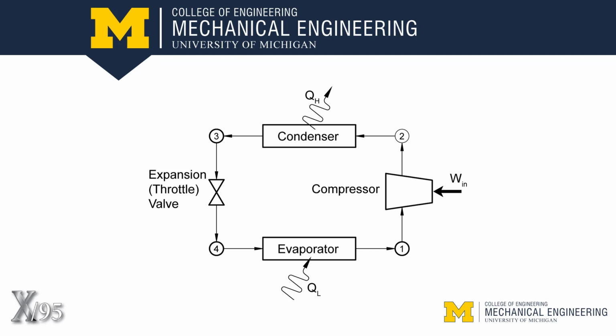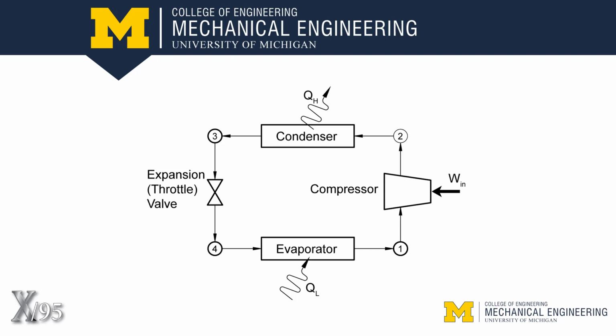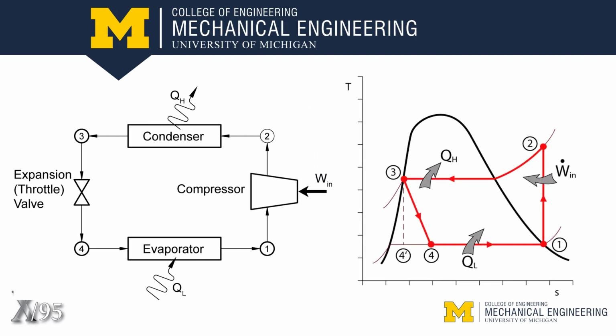This diagram shows the four main components of the cycle: a compressor, condenser, expansion valve, and evaporator. The four nodes are mapped on the TS diagram using measured values of temperature, pressure, and flow rate.